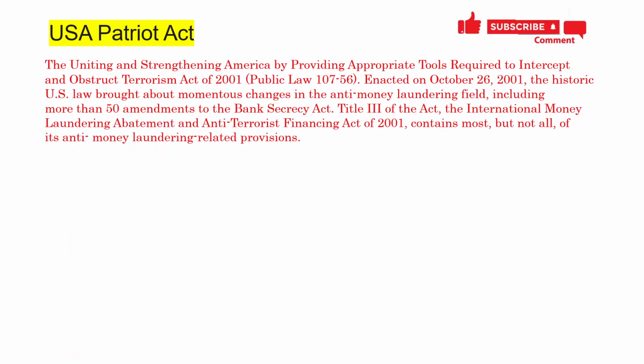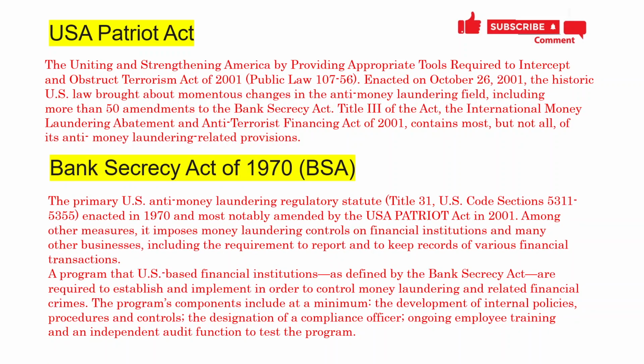Now coming to the US Patriot Act: the Uniting and Strengthening America by Providing Appropriate Tools Required to Intercept and Obstruct Terrorism Act of 2001, enacted on October 26, 2001. The historic US law brought about momentous change in the anti-money laundering field, including more than 50 amendments to the Bank Secrecy Act. Title 3 of the Act, the International Money Laundering Abatement and Anti-Terrorist Financing Act of 2001, contains most but not all of its anti-money laundering related provisions. So this is the Patriot Act and the Bank Secrecy Act, which is also called BSA.